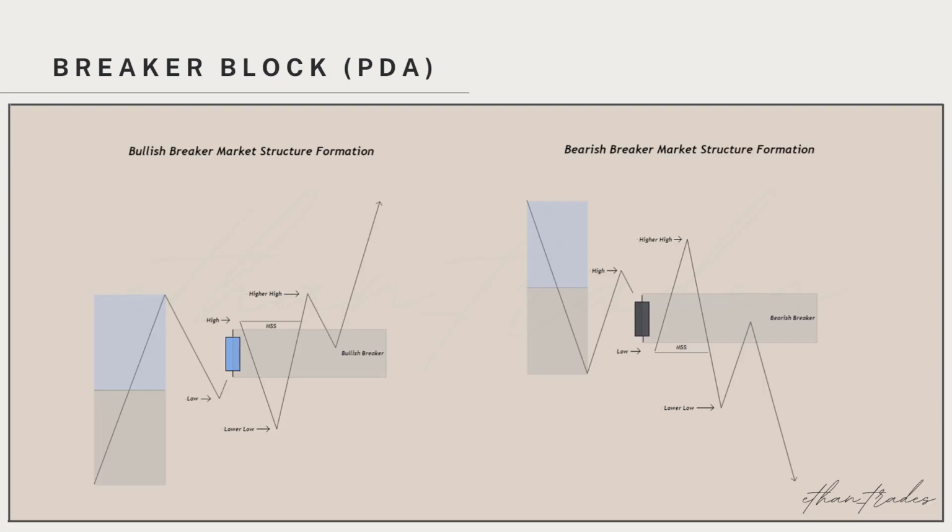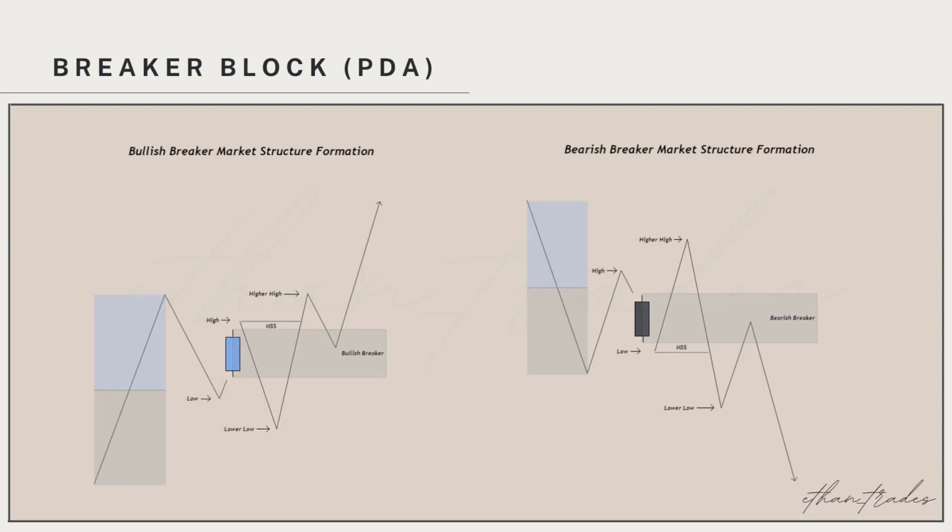When looking for a bullish breaker block, we look for a market structure pattern of a low, high, lower low, and higher high. When looking for bearish breaker blocks, we look for a market structure pattern of a high, low, higher high, and lower low. With this market structure pattern, when looking for a bullish breaker, we look for the highest up close candle prior to the liquidity raid that has been displaced through. When looking for a bearish breaker block, we look for the lowest down close candle prior to the liquidity raid that has been displaced through.